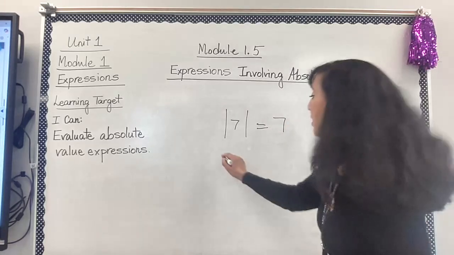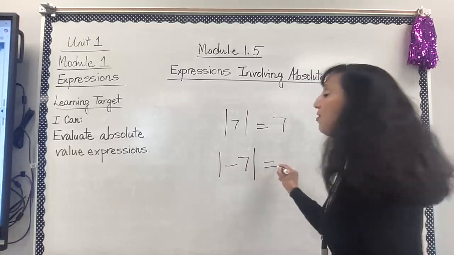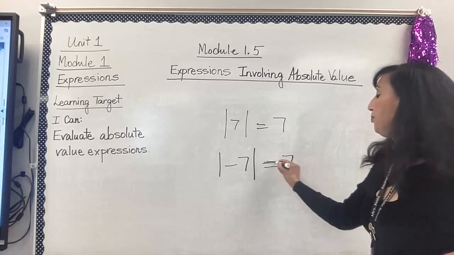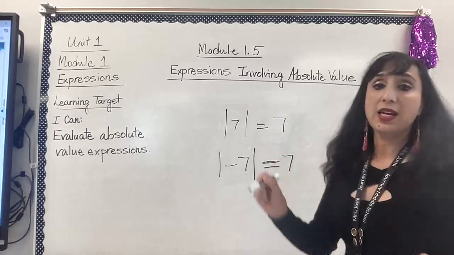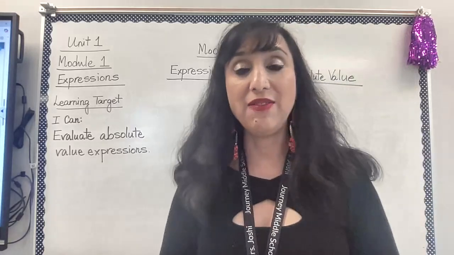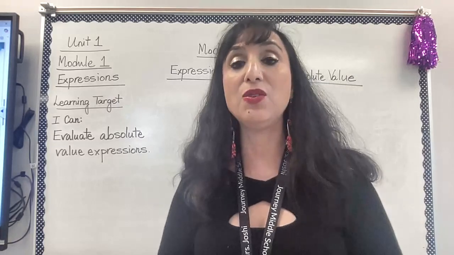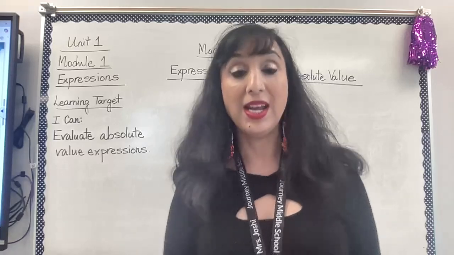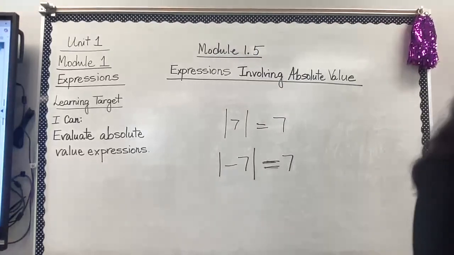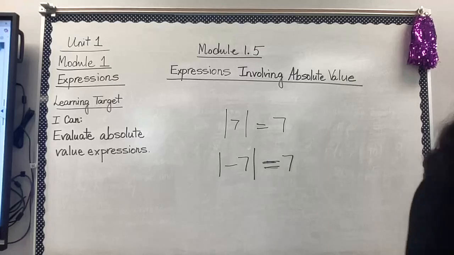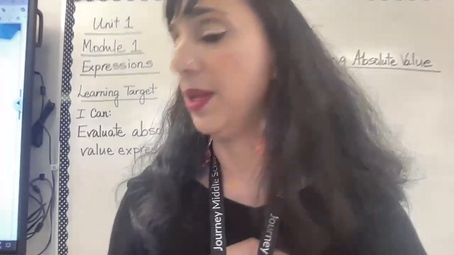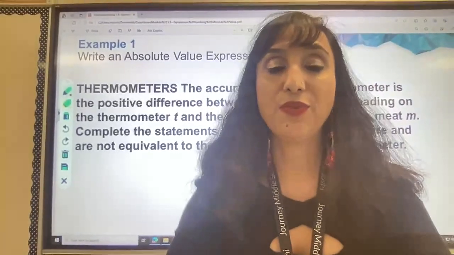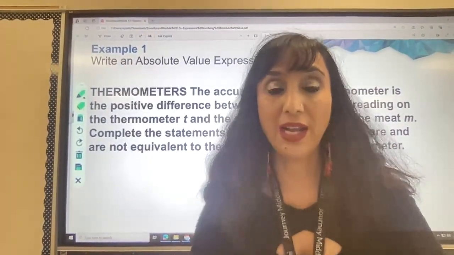How far is negative 7 from 0 on the number line? That distance is also 7 units. So that is why we say that 7 and negative 7 have exactly the same absolute value, because their distance is 7 units from 0 on the number line. And that's basically what absolute value is. All right, so let's go ahead and do a problem, and I'm going to take you over here and we're going to write out the correct format for these using absolute value.